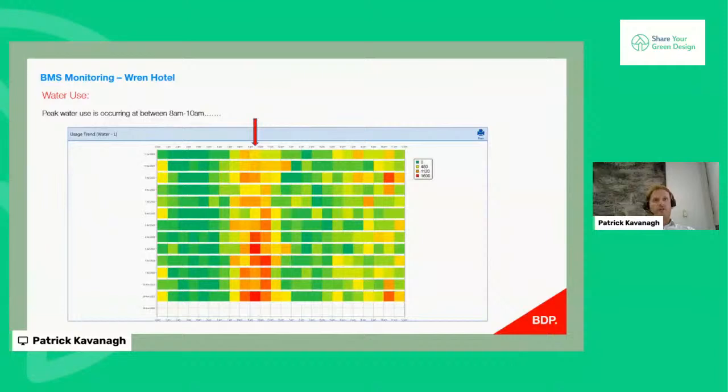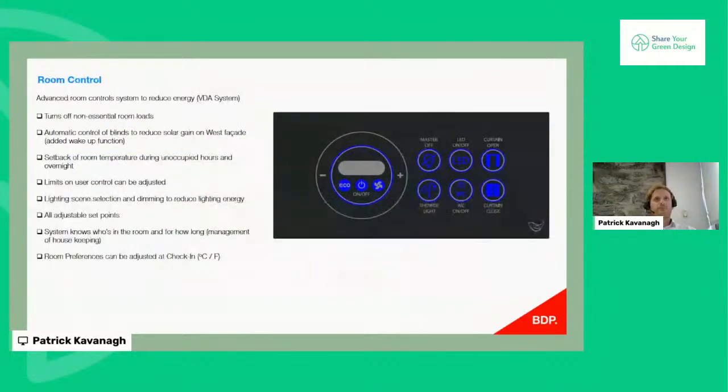In terms of water use then, we're seeing our peak water use is occurring between 8 a.m. and 10 a.m., which is as you would expect, people waking up and having a shower. So one of the pieces of advice we gave very early on is, okay, this 4 a.m. Legionella cycle, let's push that forward and get it closer to the peak use, so that your hot water is not standing there stored for longer periods of time when you have to run that cycle anyway.